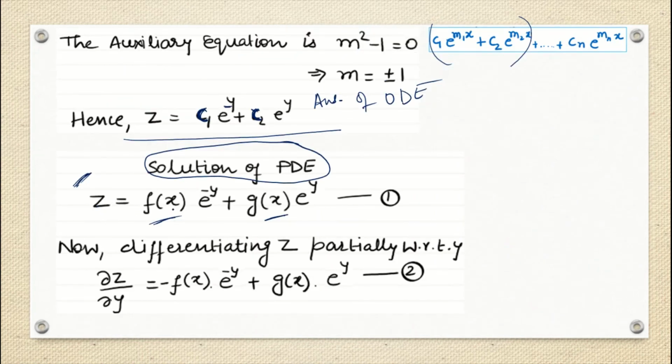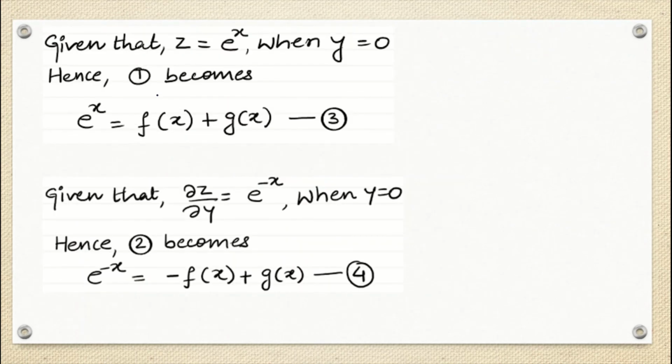Here we can substitute the value of z with e raised to x. So here they have differentiated partially with respect to y, and then we got this. Finally, we substitute z as e raised to x, and del by del y of z as e raised to minus x. So we have got two equations and two unknowns, f(x) and g(x). So we can find f(x) and g(x).